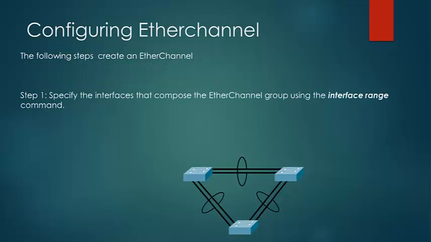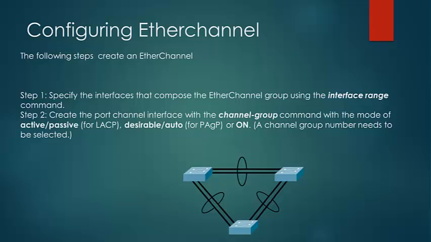Step 1. Specify the interfaces that compose the EtherChannel group by using the interface range command. Create the port channel interface using the channel-group command with the mode active or passive for LACP, desirable or auto for PAgP, or just on. A channel group number needs to be selected, and it must be the same on both ends of the link.